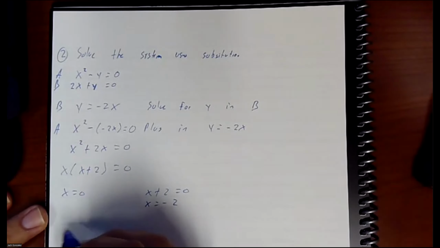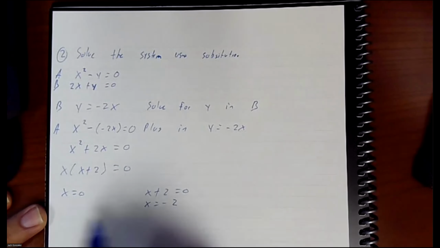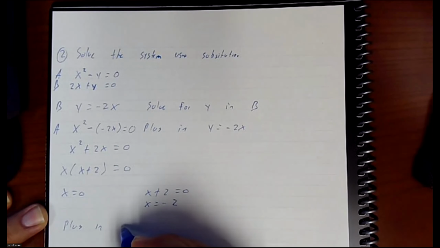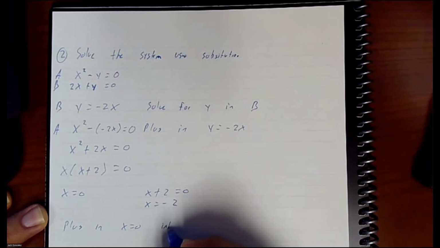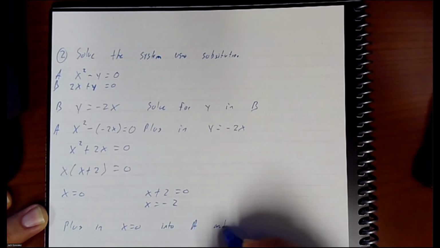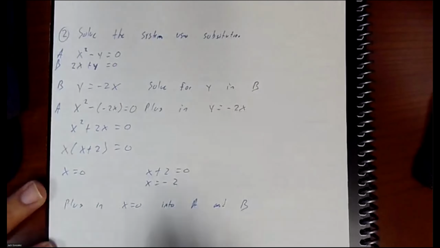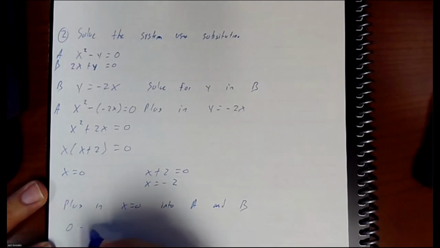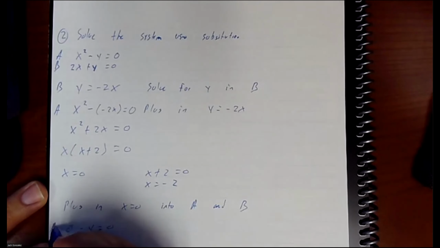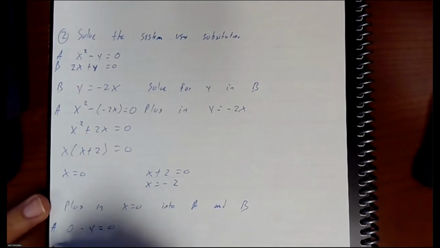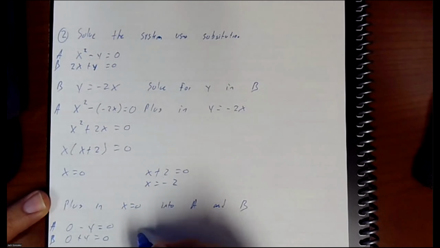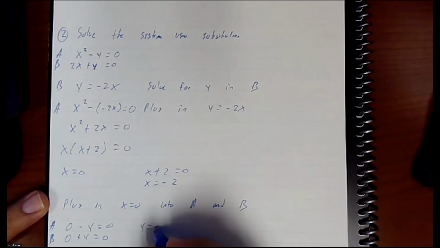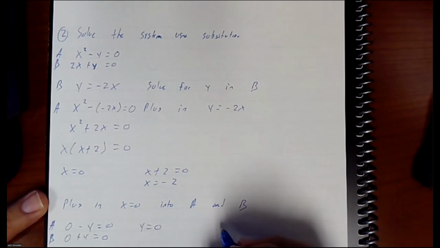Okay, so plug in 0 into both. Just to be safe, you're going to get 0 minus y equal to 0 for a, and b will be 0 plus y equal to 0. So obviously y is also 0. So one solution is 0, 0.